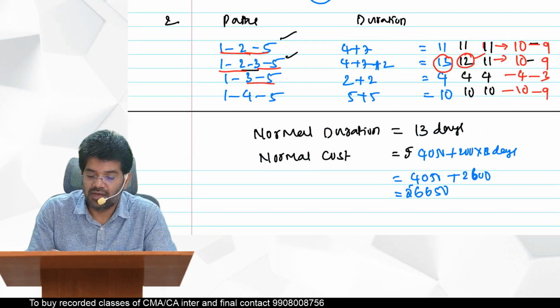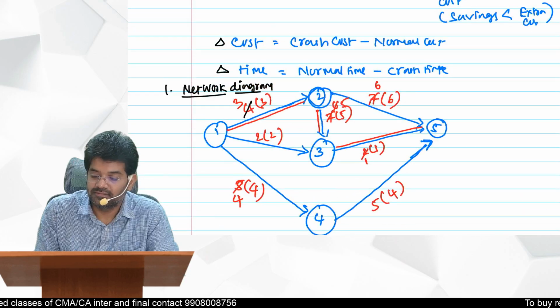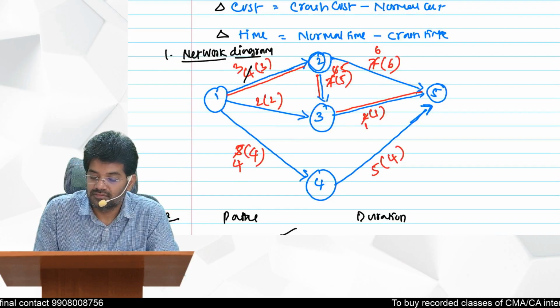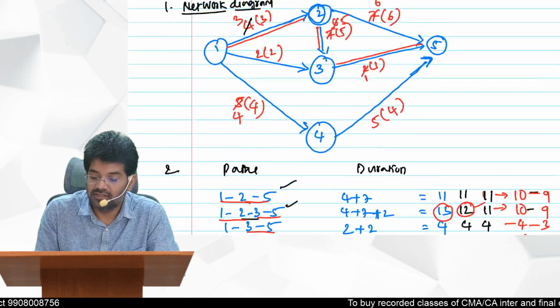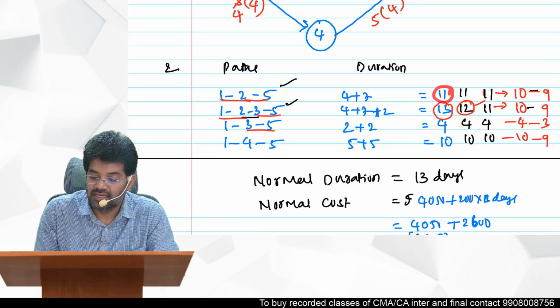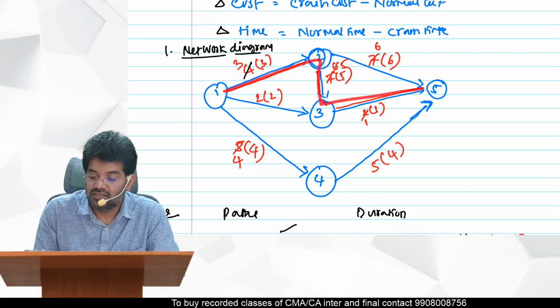These are the three parts. How many parts? 4 parts we are getting. 1 to 2, 2 to 5. This is one path, 1 to 2, 2 to 5. What is the time required? 4 plus 7, 11. Next, 1 to 2, 2 to 3, 3 to 5.